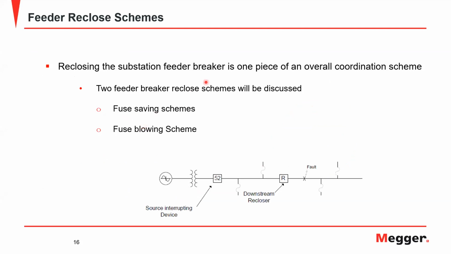So now we're going to talk about the 2 reclosing schemes. One of them is the fuse saving scheme, and the other is the fuse blowing scheme. I want to point out right to begin with that the difference in these 2 schemes is primarily the way in which the first instantaneous trip is handled. To some extent, it also covers the first reclose, but it's really the first instantaneous trip that matters.